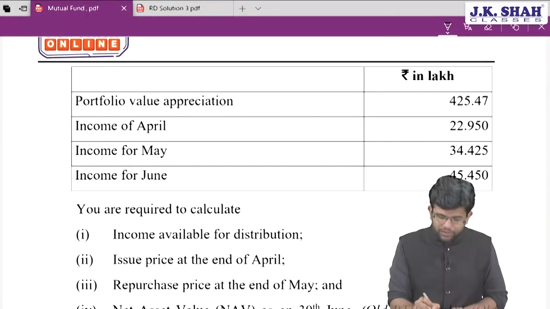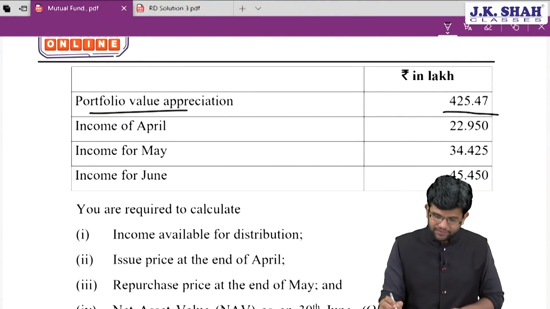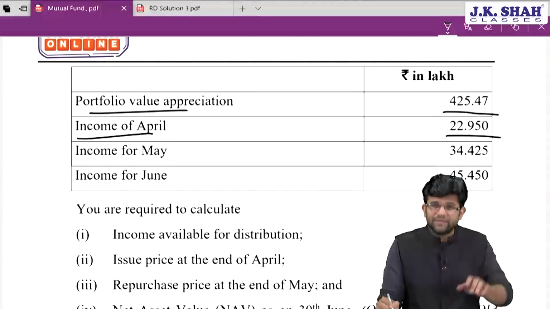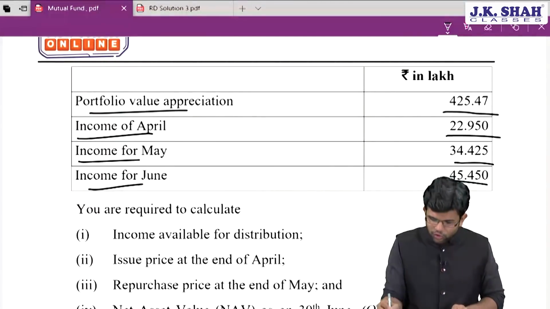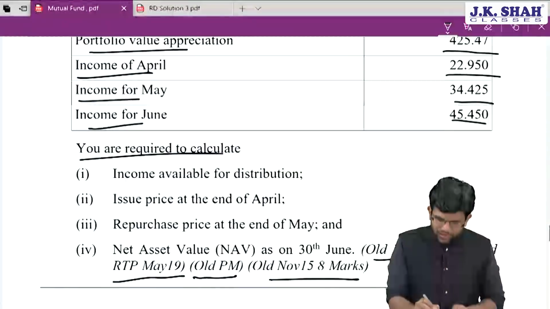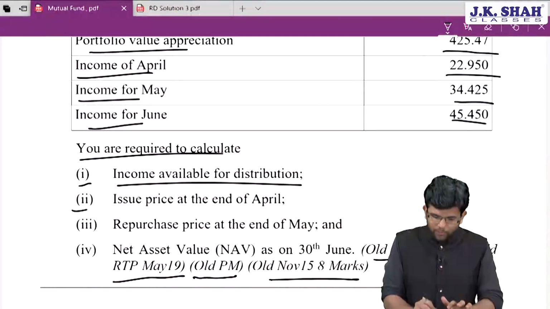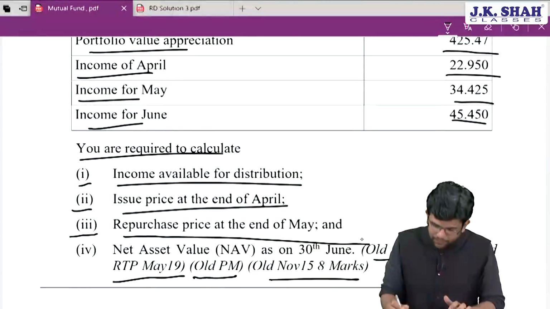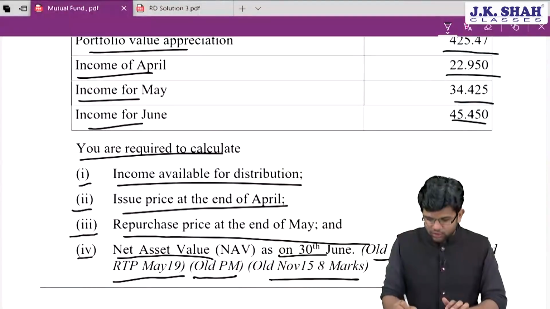They are saying in that quarter, the portfolio value appreciated by 425.47 lakh. The income of April is 22.95. This is the income of the mutual fund. Income for May is given, income for June is given. You are required to calculate point number 1, income available for distribution. Point number 2, issue price at the end of April. Point number 3, repurchase price at the end of May. And point number 4, NAV as on the end of June.